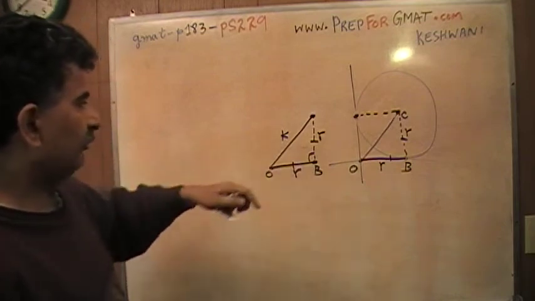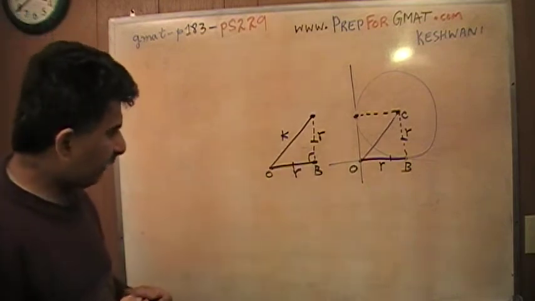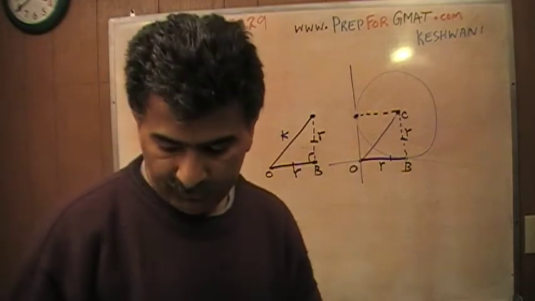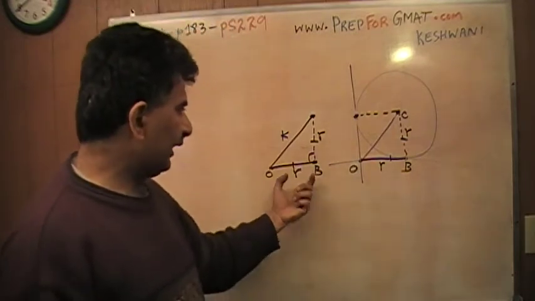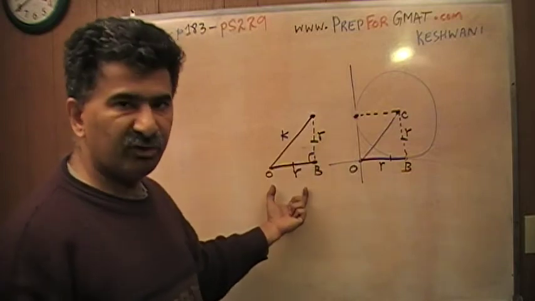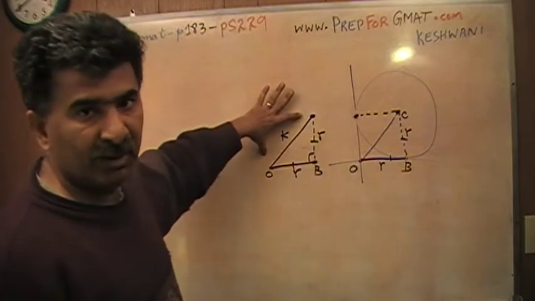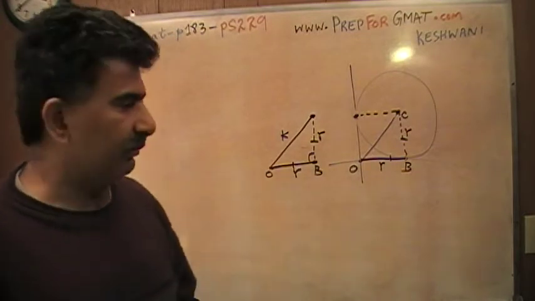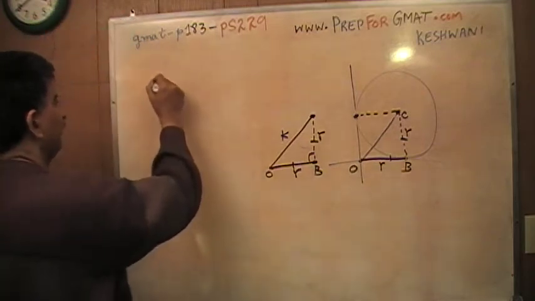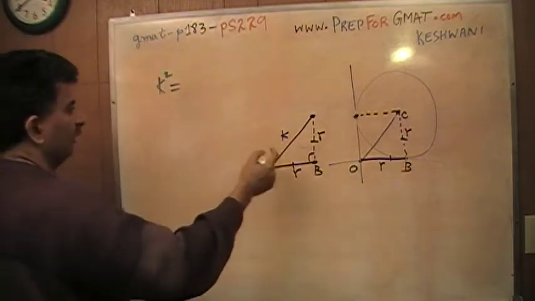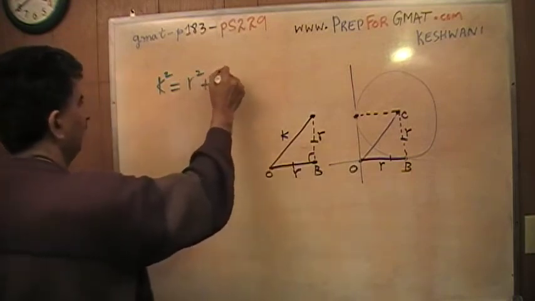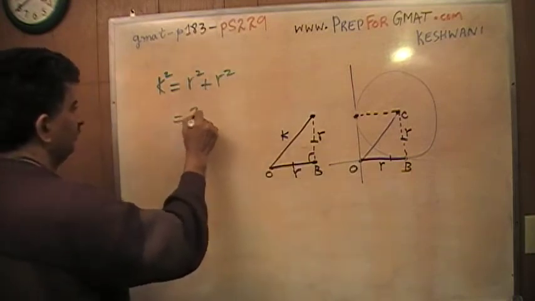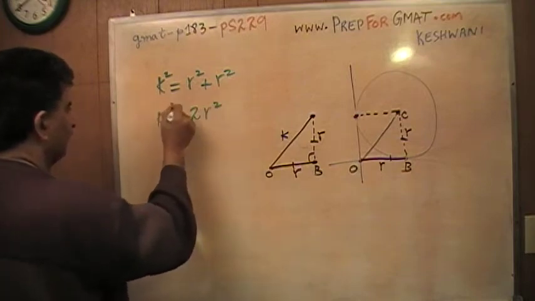We simply have to solve for R in terms of K. We're going to use the Pythagorean theorem, which tells me that the sum of the squares of the two sides has to equal the square of the hypotenuse. So K squared has to equal R squared plus R squared. That tells me that 2 times R squared equals K squared.